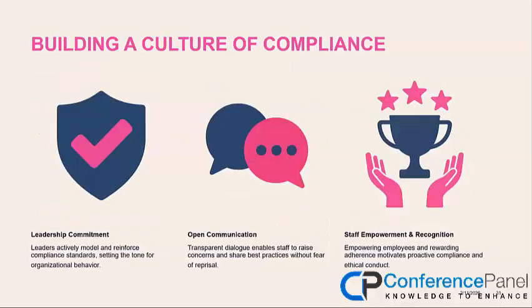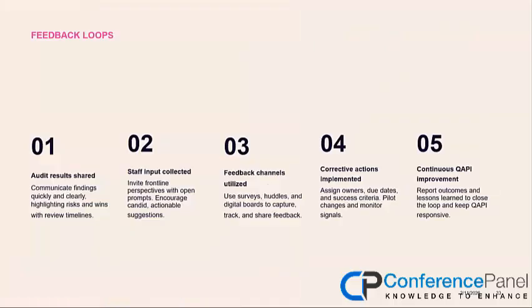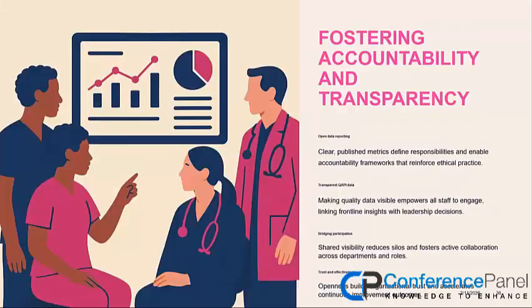So effective improvement design. You need leadership commitment, open communication, and transparent dialogue between staff to raise concerns without fear of reprisal. It's continuous monitoring. You want to have real-time data dashboards, live reviews of streams and trends, highlighting deviations as they emerge. So some of the feedback loops: you're fostering accountability and transparency.